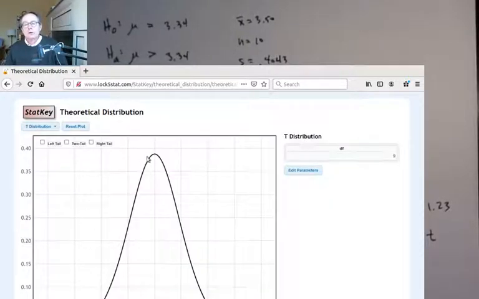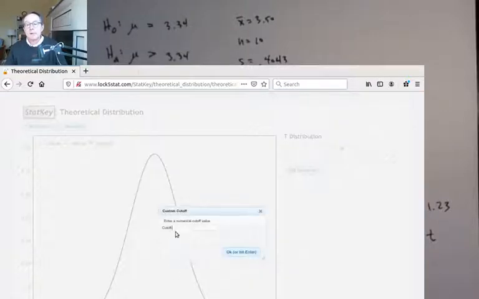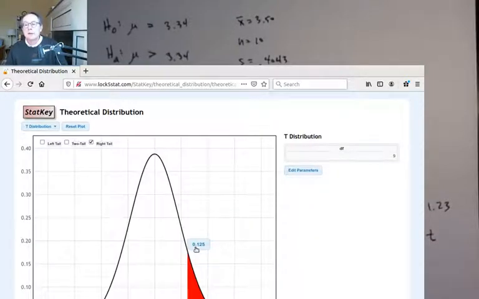And you get a curve that looks like a bell curve. It turns out it's actually a little bit lower in the middle and higher at the sides, but it's pretty close. And we want a right tail because the picture I just drew on the piece of paper had a right tail. I don't want 2.262. I instead want 1.23. Do you remember that I had 1.23 for a score? Okay, so I'm entering 1.23, and there's the p-value sitting right there, 0.125, about 12.5%.